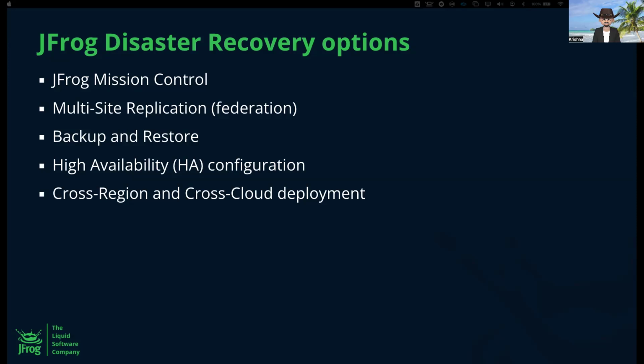Cross-region is the distribution of your Artifactory instances across different geographical regions and cloud providers. It ensures resilience against regional outages and cloud provider specific issues, and also utilizes your cloud native tools and deployable artifact instances across various regions.